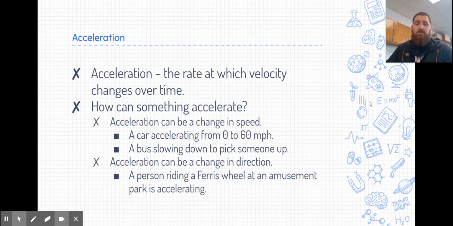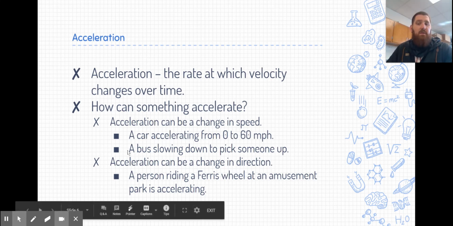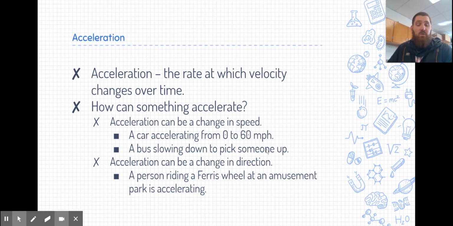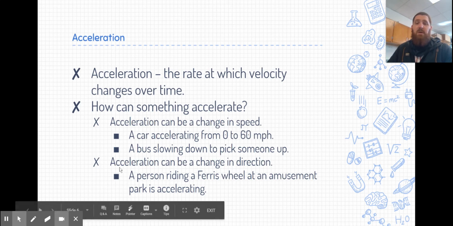Now, just so we are aware of the definition here, acceleration is the rate at which velocity changes over time. So we're looking at how the velocity changes. Now, how can something accelerate? Well, there's three ways something can accelerate. The speed can change, so it can speed up, like a car accelerating from 0 to 60, or it can slow down, like a bus slowing down to pick somebody up at a bus stop. So speeding up and slowing down are two examples of how we can accelerate.